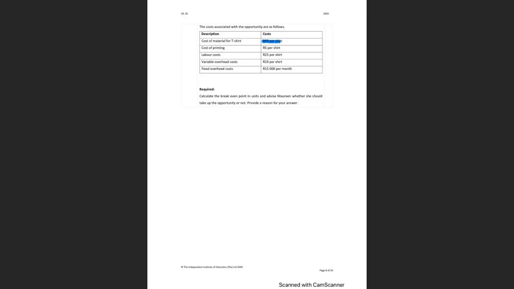Then on the next page, they have said to you that the costs associated with this opportunity are as follows. You have the cost of the material, 40 Rand, cost of printing, 5 Rand, labor is 25, and 10 Rand is your variable cost. And then your overheads, your fixed overheads, is 15,000 Rand a month. So the first four are variable costs, and the last one is a fixed cost.